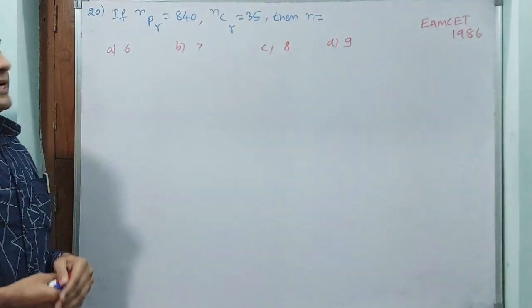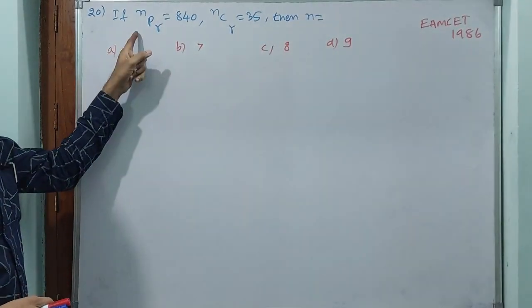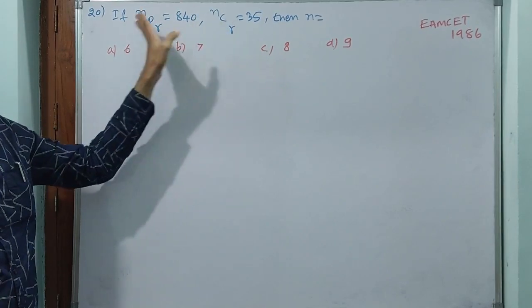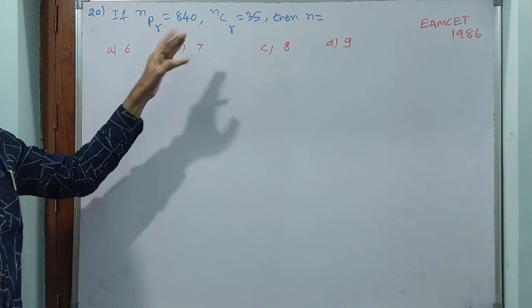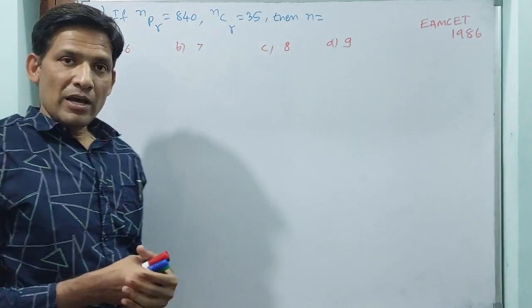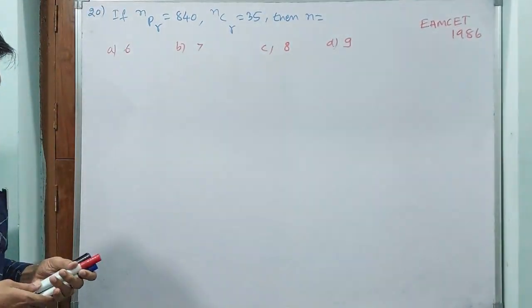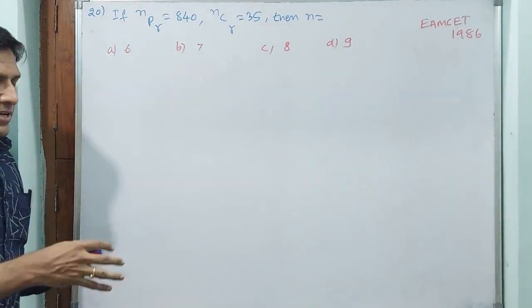Okay, see here, question number 20. nPr is equal to 840, nCr is equal to 35, they have given. They have not given the n value or r value. You have to find the n value. And 4 options they have given. You can utilize these options. Why? Because in a critical condition you can utilize options.